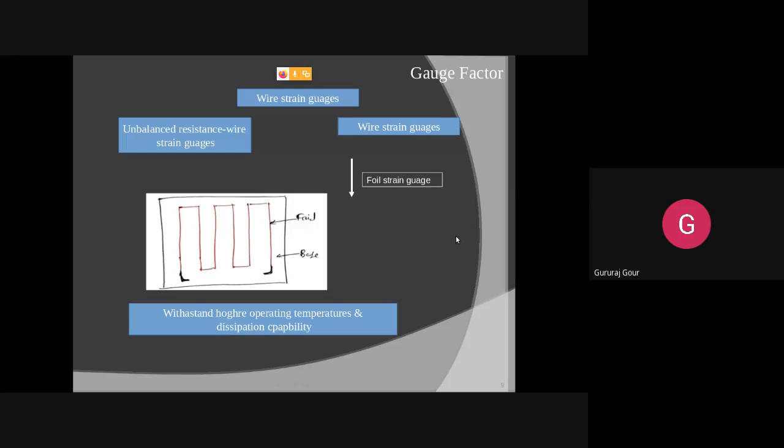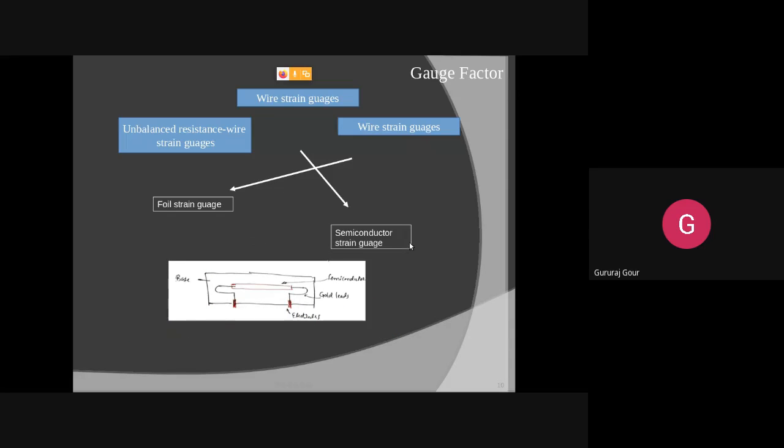Another type under the wire strain gauges is the foil type strain gauge. It is mainly famous for operating at very high temperatures. It can withstand very high temperatures. Normally in boilers, it has been used to measure temperatures.